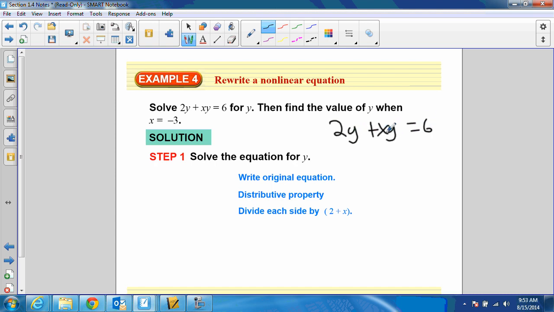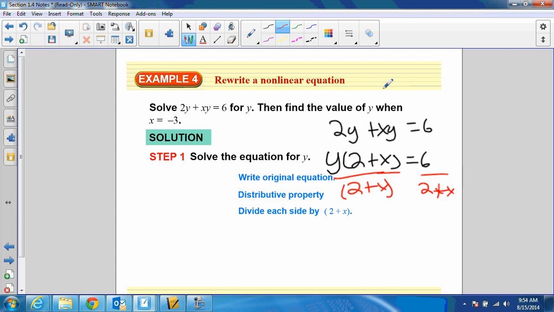Since they both have a common factor of y, what we can do is factor y out of the 2y and xy. So if we factor out y, we're left with y times the quantity 2 plus x equals 6. Then we can divide both sides by the quantity of 2 plus x. So our answer will be y equals 6 over 2 plus x.